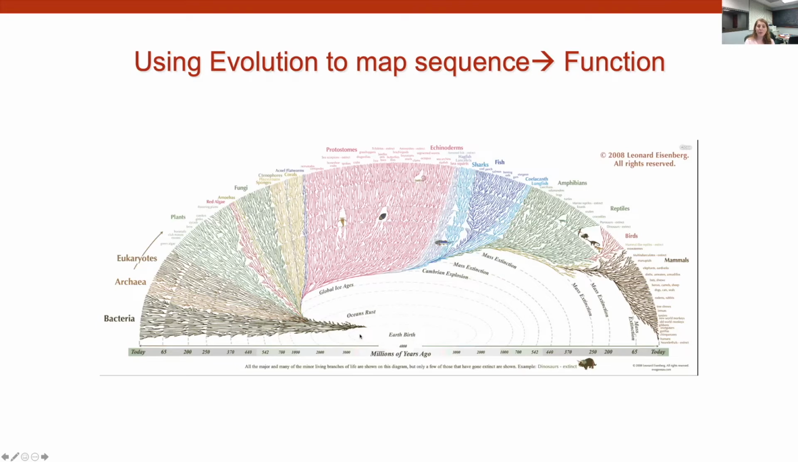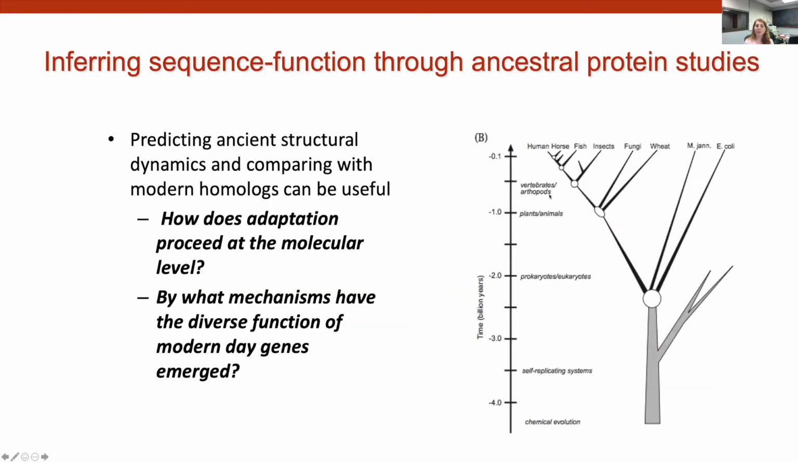And for that, what we do is something quite unique. Nowadays it's very easy to sequence every different species and get the same protein from E. coli to human, horse, and fish. But instead of looking at those species, we go and predict the most likely sequence of their ancestors. So it's like we ask the question: 3 billion years ago, what did this protein look like? And what types of mutations in the sequence enhance, or sometimes diversify, the function? That way we want to address how adaptation proceeds at the molecular level, and what mechanisms allow the diverse functions of modern genes to emerge.